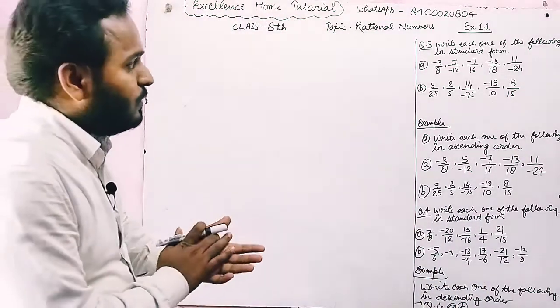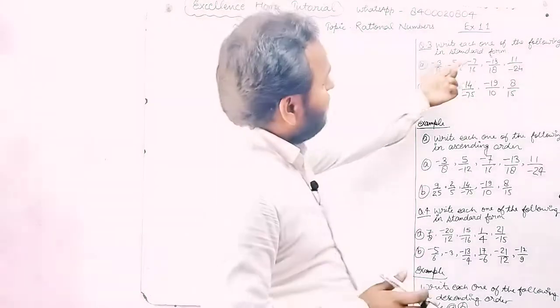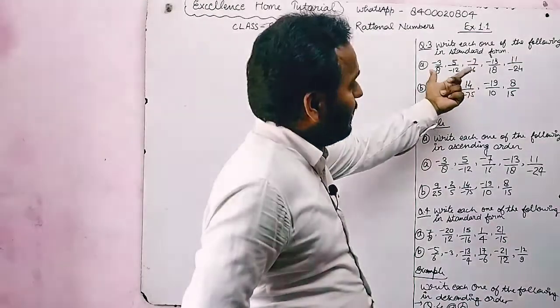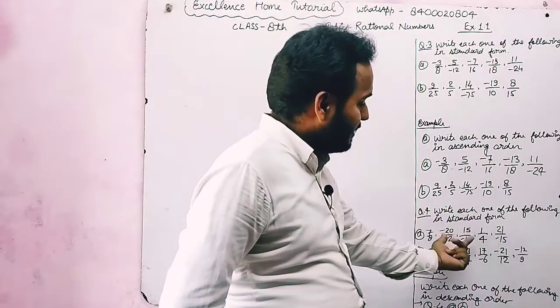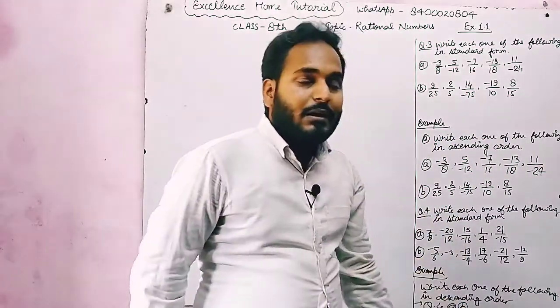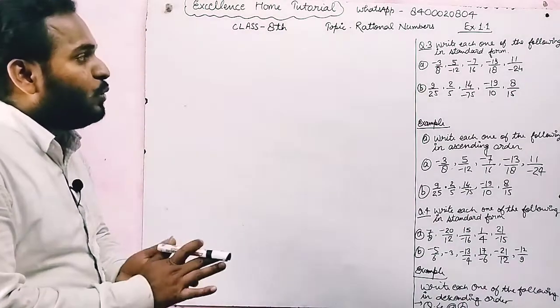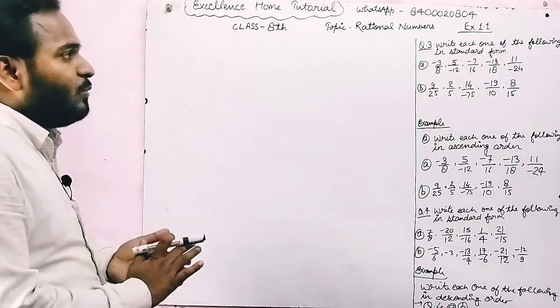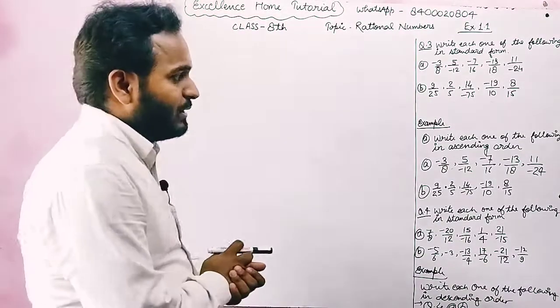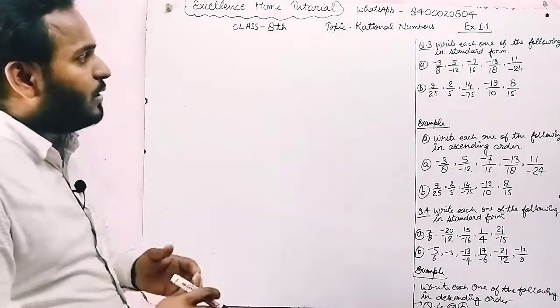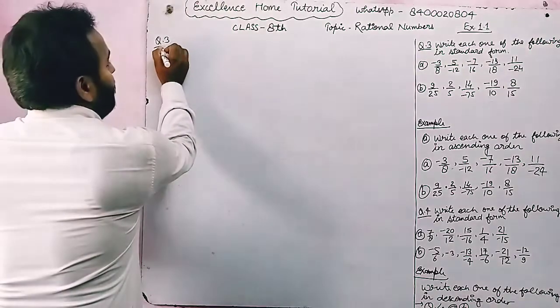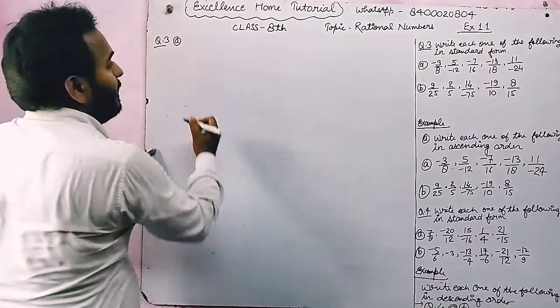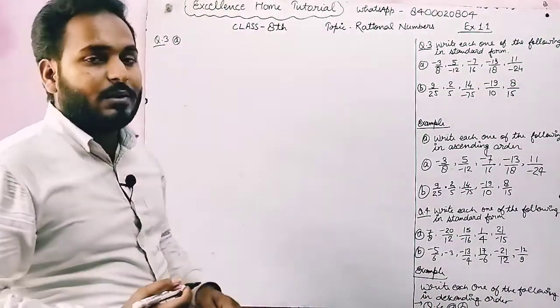So we have to put the numbers in standard form and also in ascending order. We have to put them in standard form and also solve as descending order. So there are two types of question in which we have to give standard form, ascending order and descending order. So let's start question number 3, section A. We have to write it in standard form.